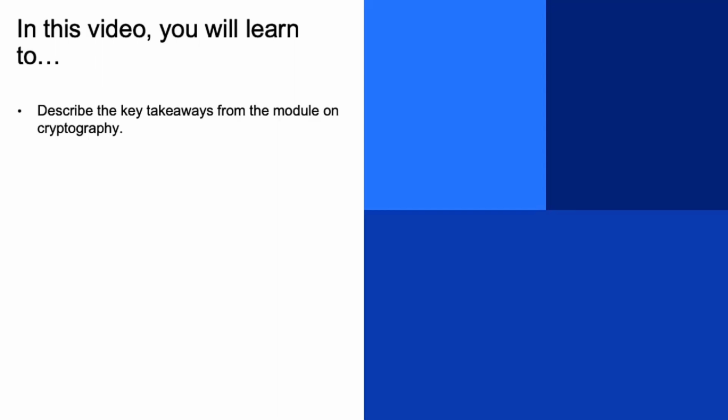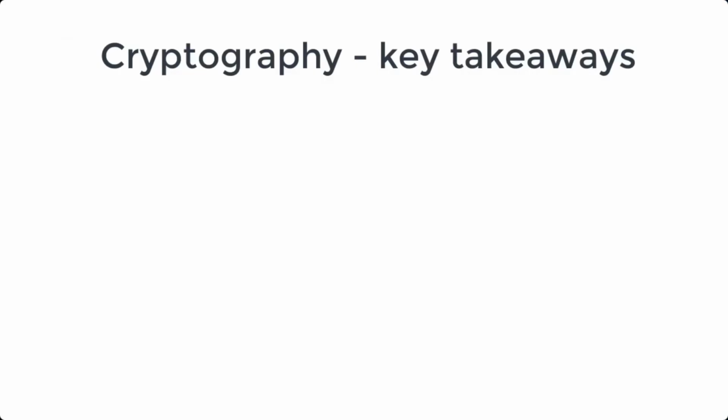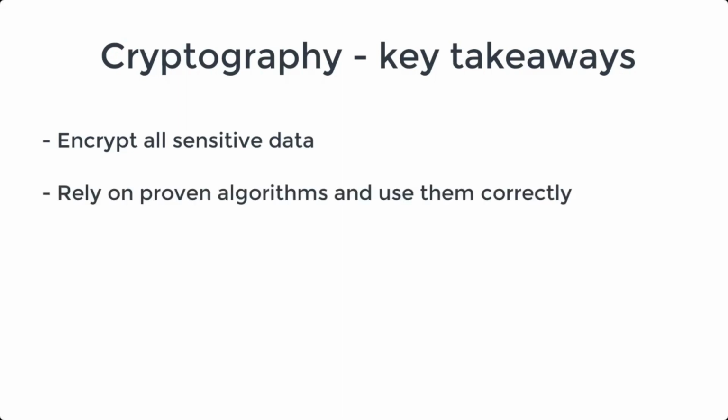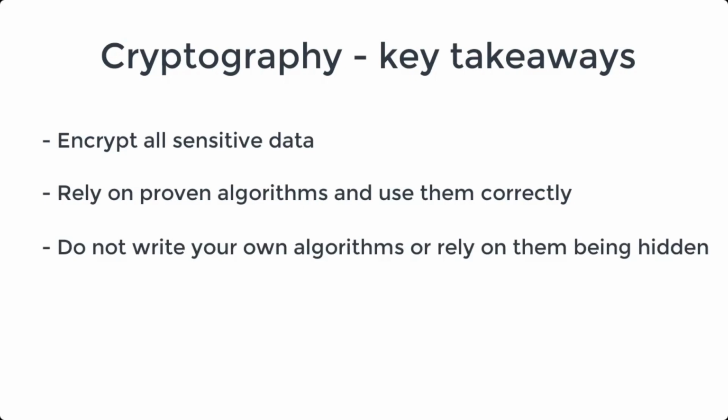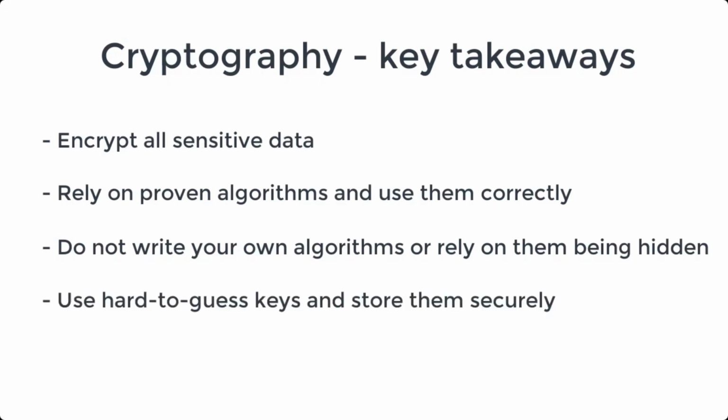In this video, you will learn to describe the key takeaways from the module on cryptography. So to wrap up the key takeaways from this presentation: do encrypt all sensitive data. It doesn't matter whether it's at rest, in use, or in transit. Rely on proven algorithms and use them correctly. It's very easy to make a mistake that renders your cryptographic algorithm insecure. Do not write your own algorithms or rely on your algorithms being hidden. Security by obscurity is no security at all. Use hard-to-guess keys, store them securely. And also follow security news, because from time to time things do come up, algorithms become insecure, and you have to be ready to react if something like that happens in your product.